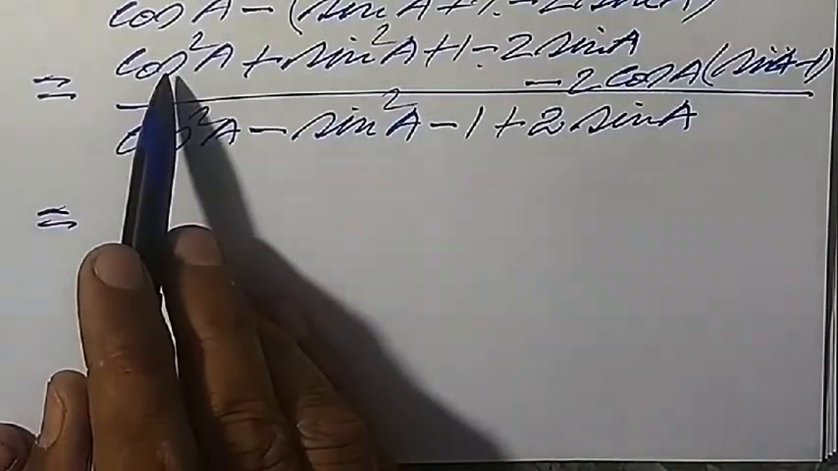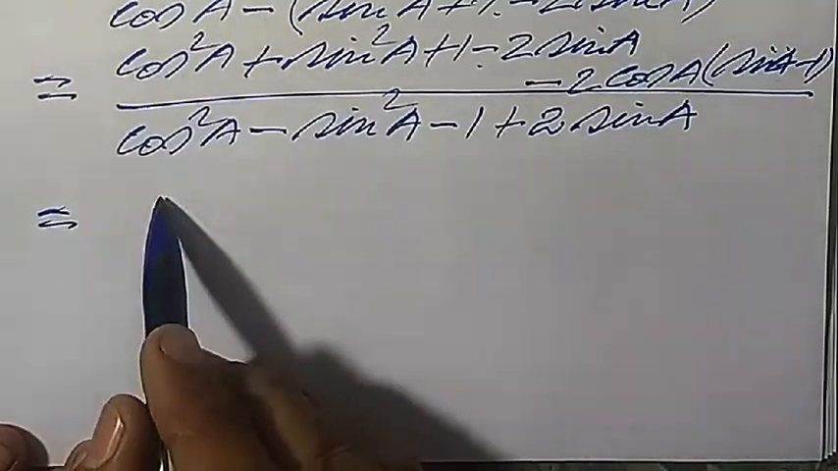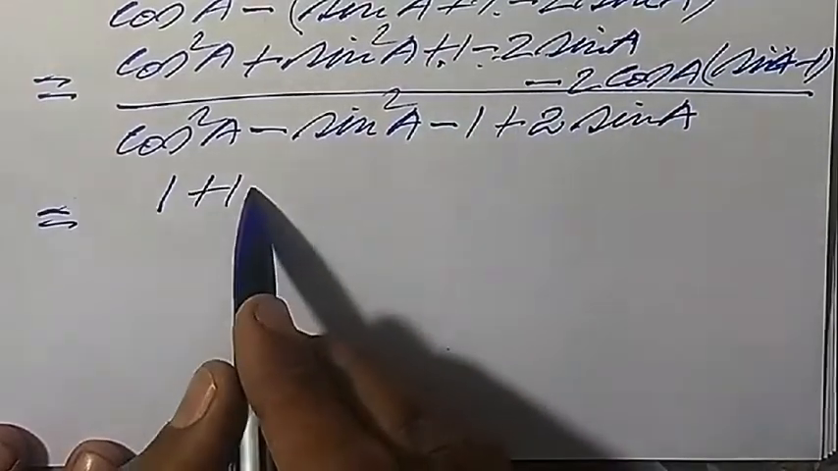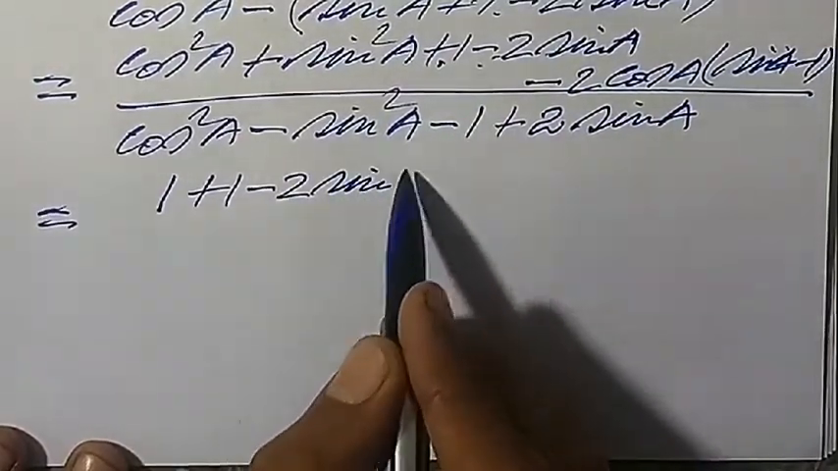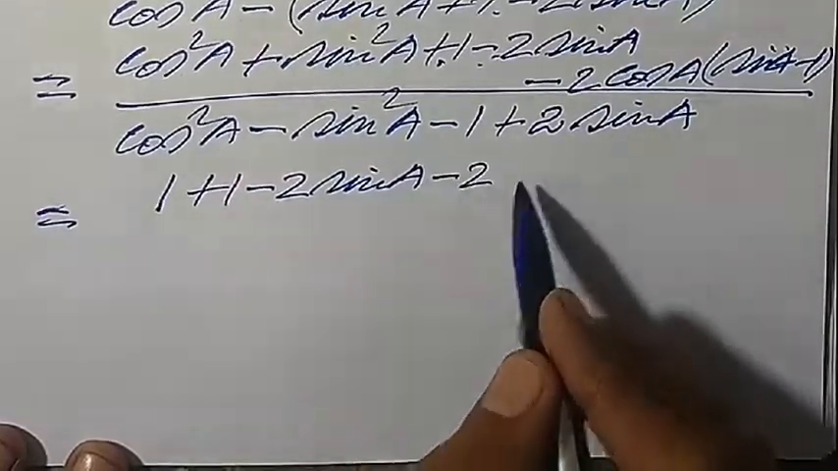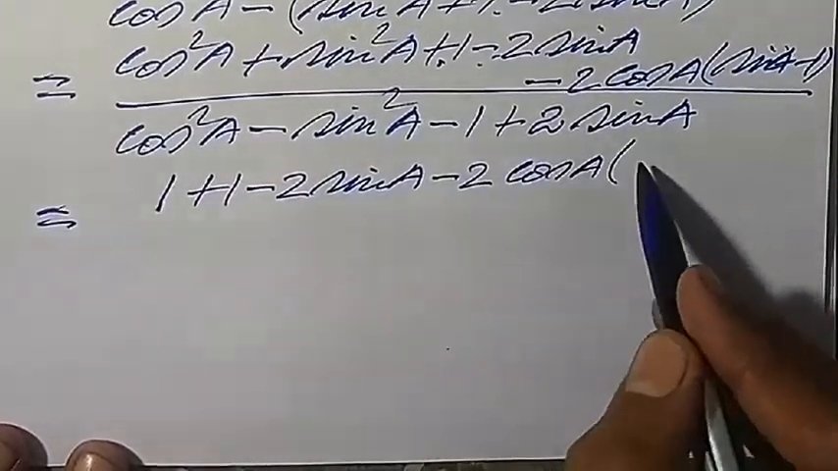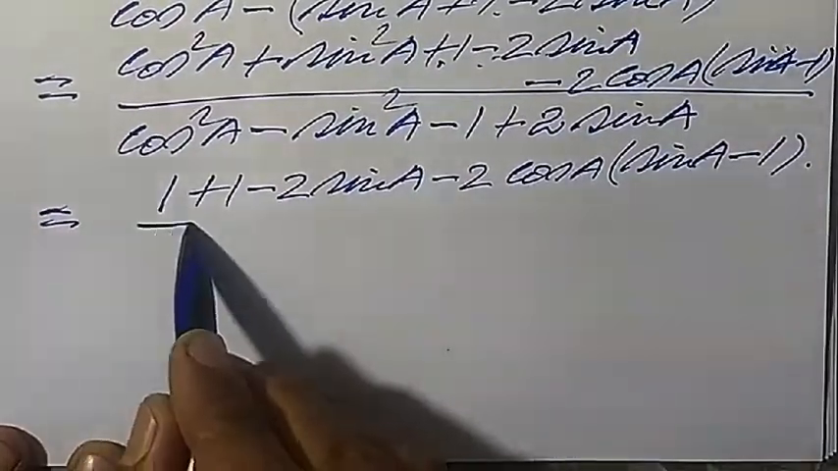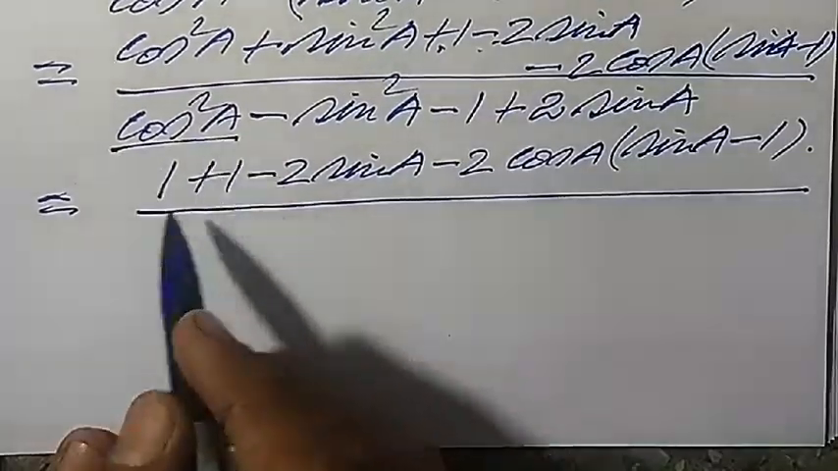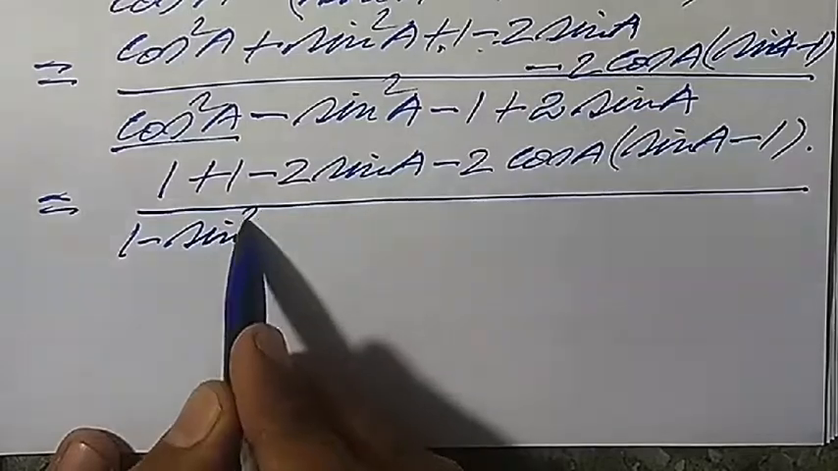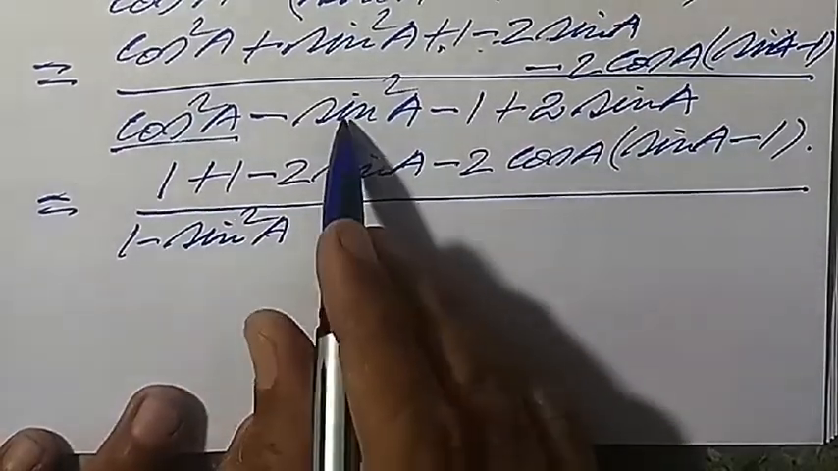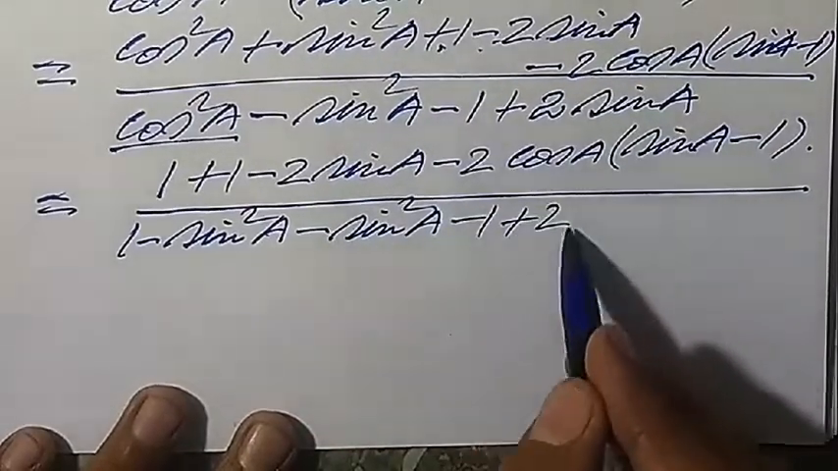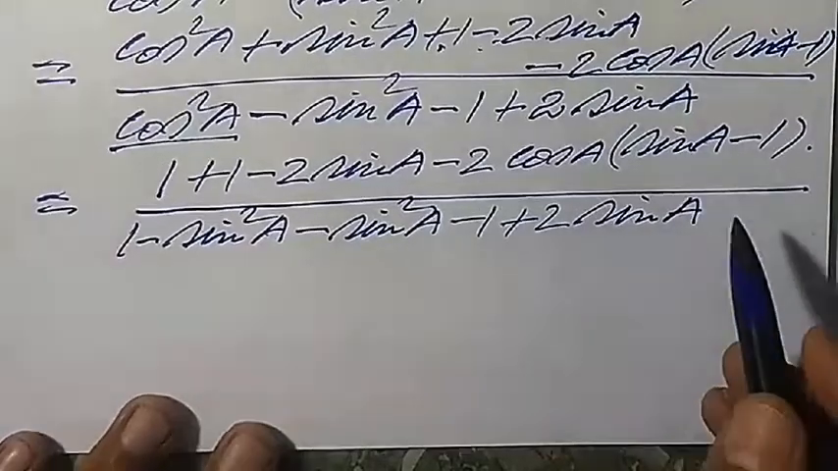Now in the numerator we have cos square a plus sine square a, which is equal to 1, so we write 1. Next plus 1, so plus 1 as it is, and here we have minus 2 sine a, and the next term as it is 2 cos a bracket sine a minus 1 divided by, here cos square a may be written as 1 minus sine square a, and this minus sine square a as it is minus 1 plus 2 sine a.